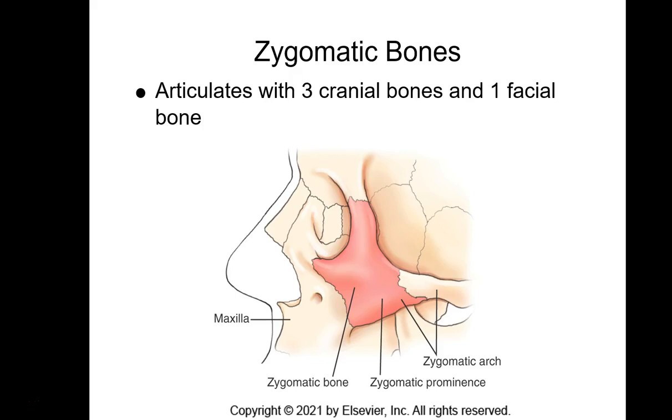The anterior portion of the arch is formed by the zygoma, which you can see here, and of course the posterior portion of the arch is formed by the zygomatic process of the temporal bone. The zygomatic prominence is a positioning landmark, and the term refers to this prominent portion of the zygoma. The zygoma articulates with 3 cranial bones, the frontal, sphenoid, and temporal, and 1 facial bone, the maxilla.